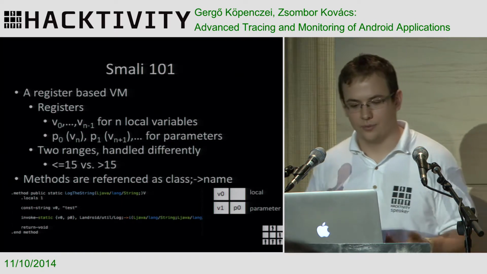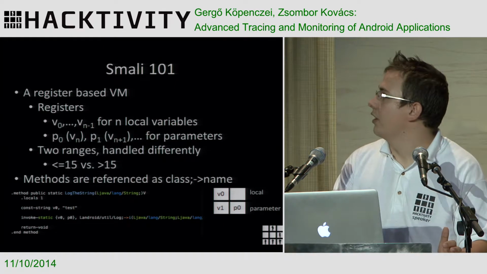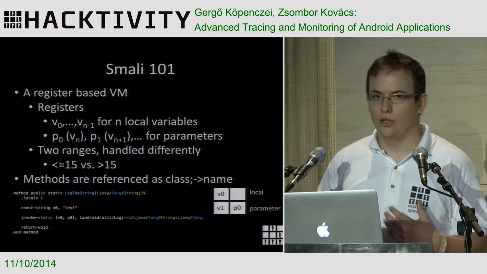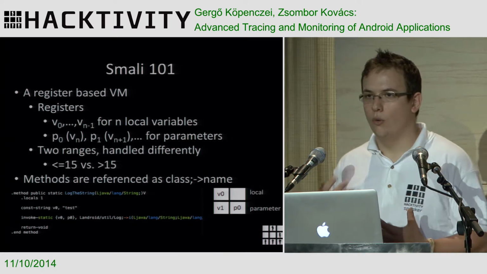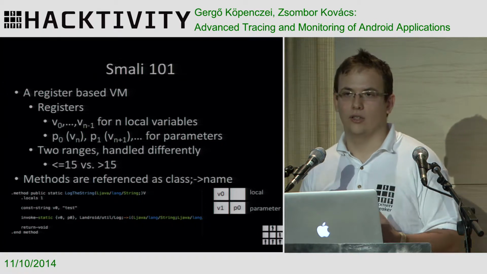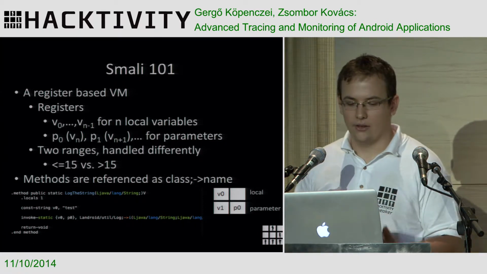There's also two ranges of registers. The first 15 registers can be used in a lot of cases where registers over 15 can't. A lot of operation codes don't work with registers over 15, so they had to be handled differently.